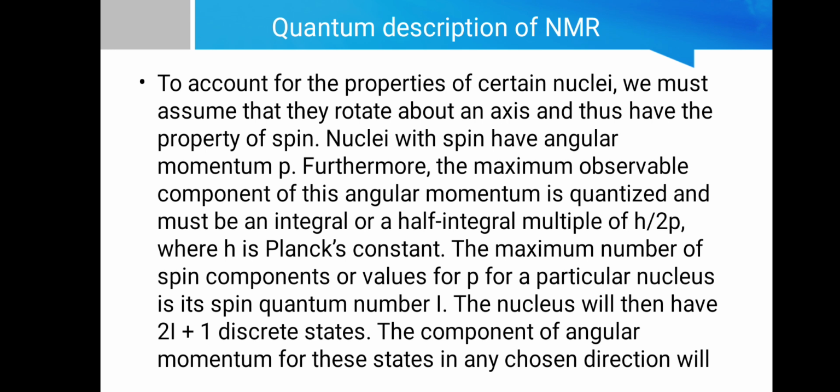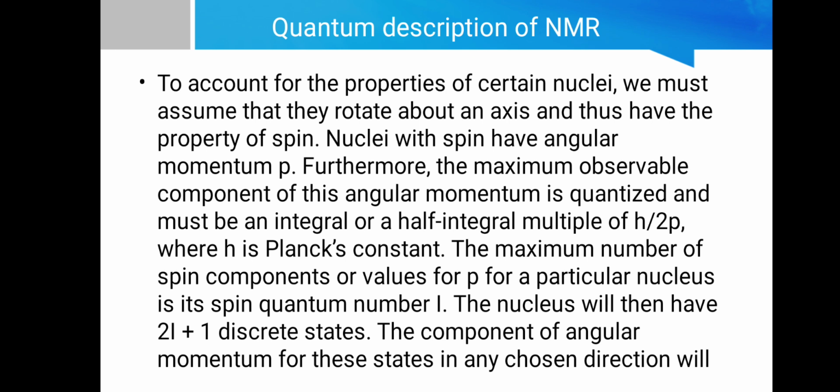So the next topic will be the quantum description of NMR. To account for the properties of certain nuclei, we must assume that they rotate about an axis, thus they have a property of spin. Nuclei with a spin have angular momentum p. Furthermore, the maximum observable component of this angular momentum is quantized and must be an integral or half-integral multiple of h over 2π, where h is Planck's constant.